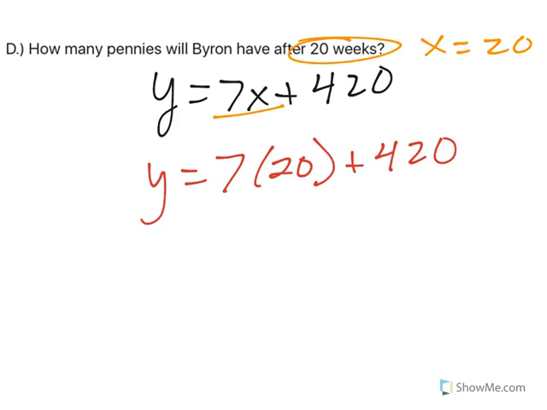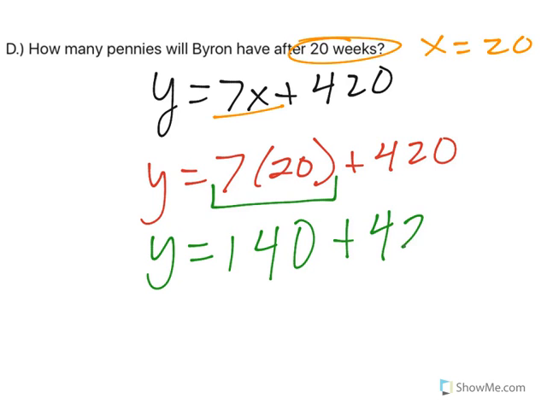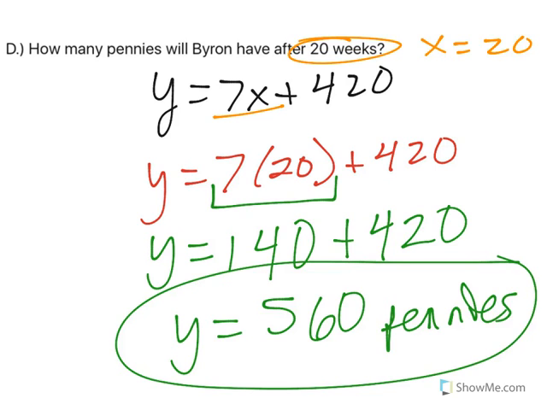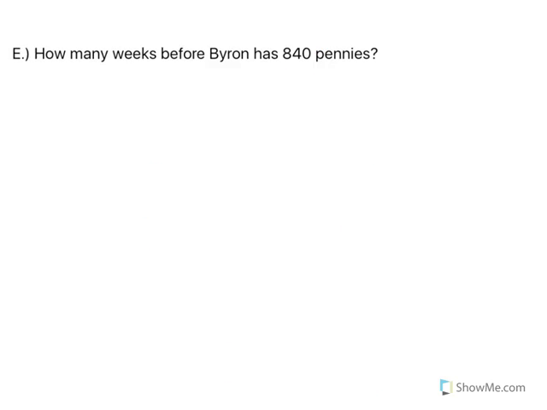And now it's an order of operations problem, right? So we multiply first. So y equals 140 plus 420. And that means after 20 weeks, Byron will have 560 pennies. And yes, you should label, right? We always want to label so we know exactly what we're talking about. Letter E. How many weeks before Byron has 840 pennies?